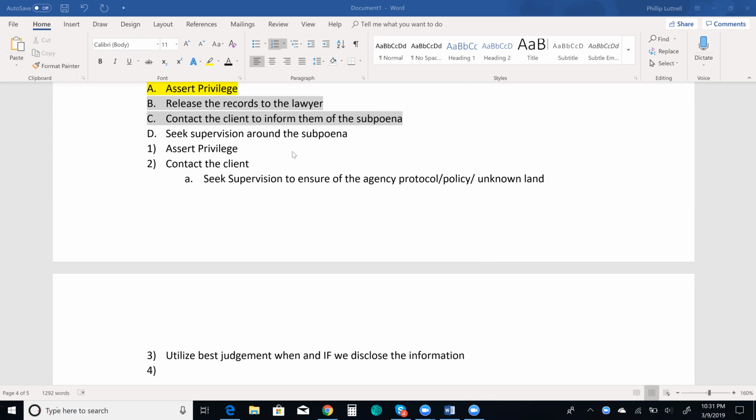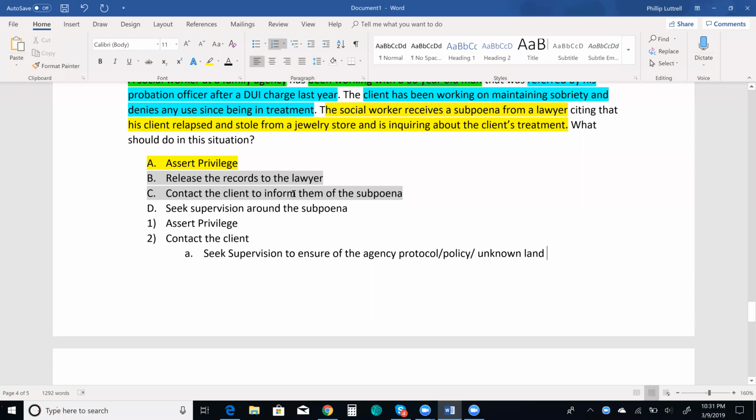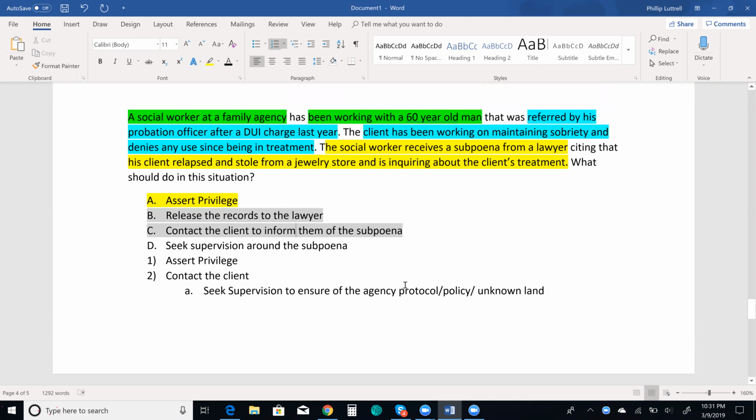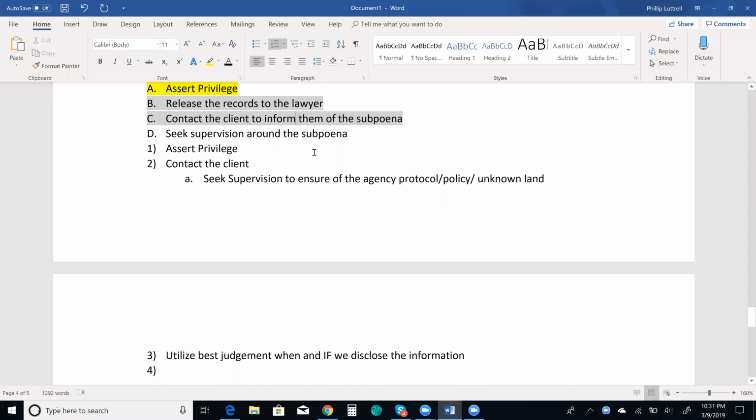So, asserting privilege essentially is just saying, I'm not going to confirm or deny that this person is a client here. You wouldn't automatically just say, I need to contact the client and see what the deal is. You'd want to assert the privilege, make sure that you ground yourself, and then get the permission.